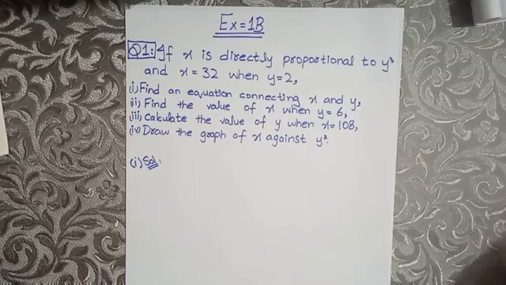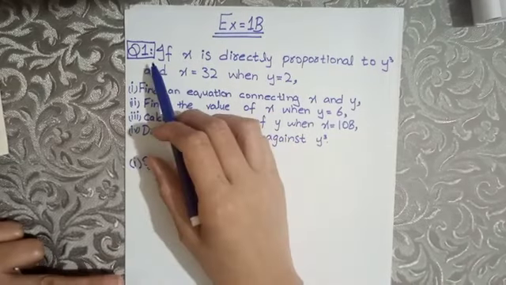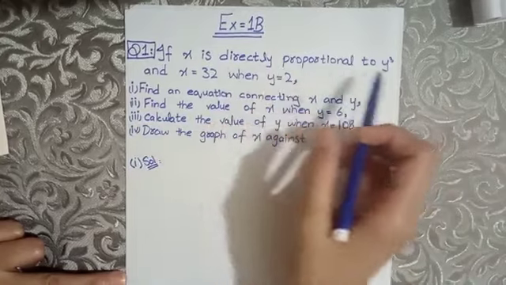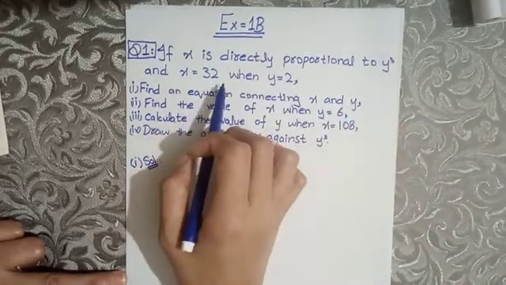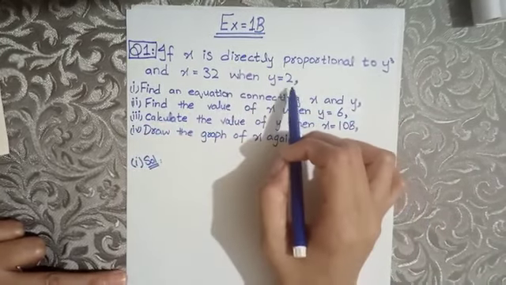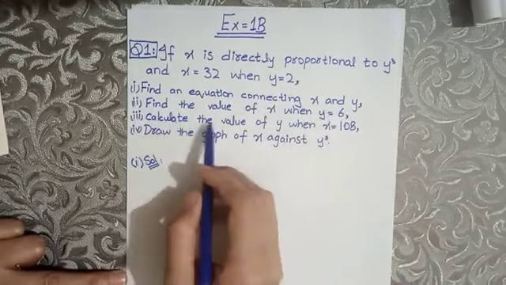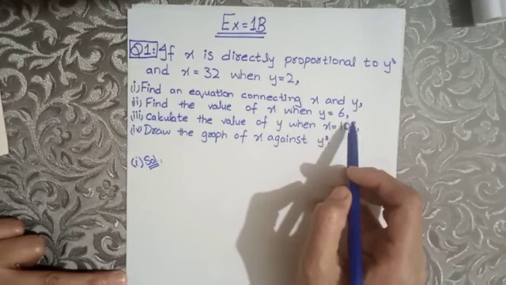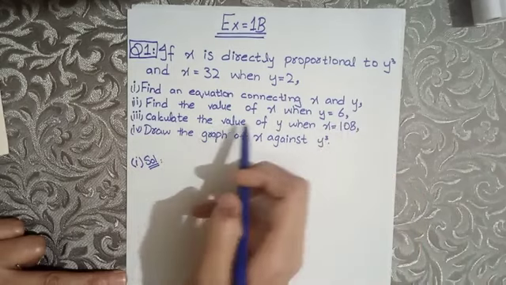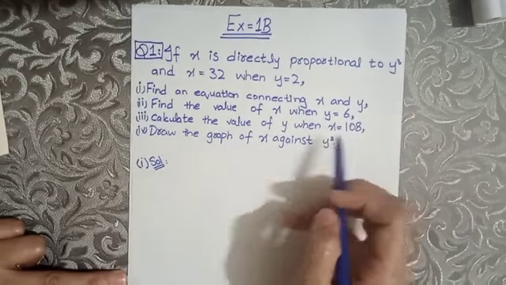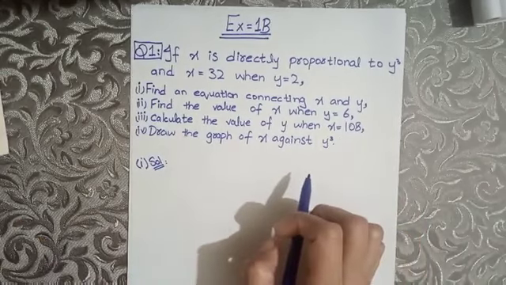Everyone, I'm going to solve exercise 1b question number 1. If x is directly proportional to y cube and x is equal to 32 when y is equal to 2, find an equation connecting x and y. Find the value of x when y is equal to 6. Calculate the value of y when x is equal to 108. Draw the graph of x against y cube.